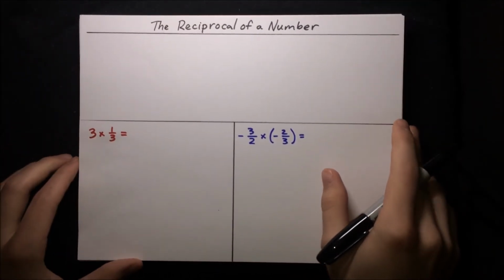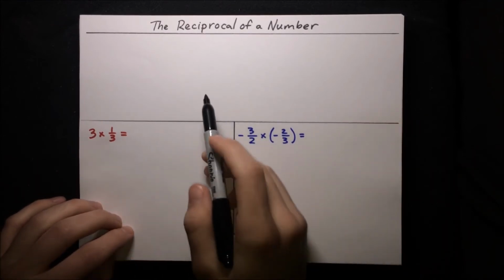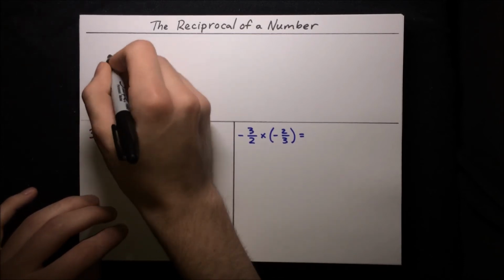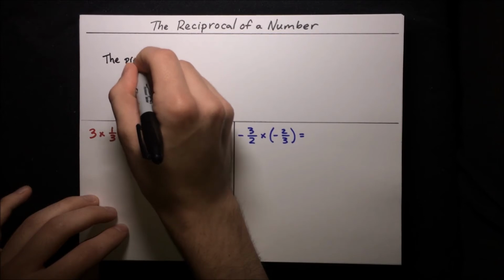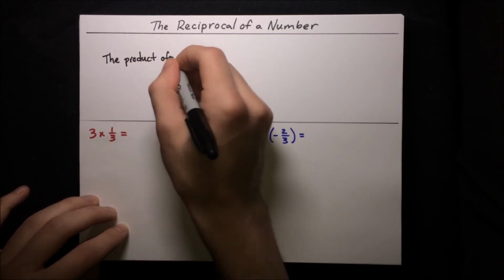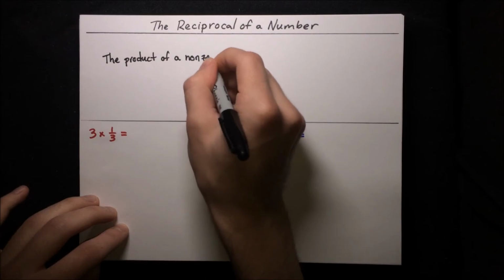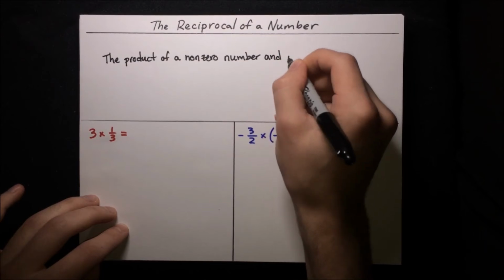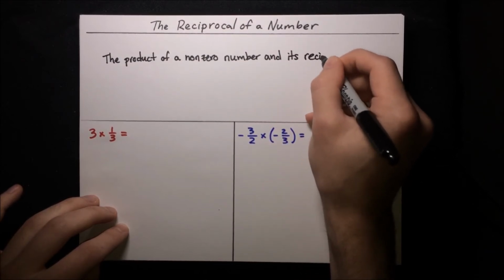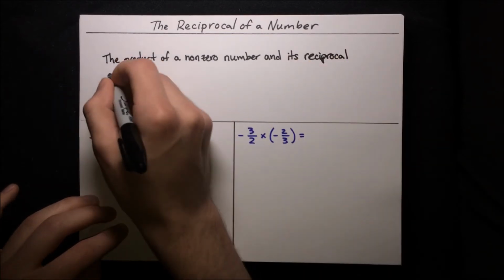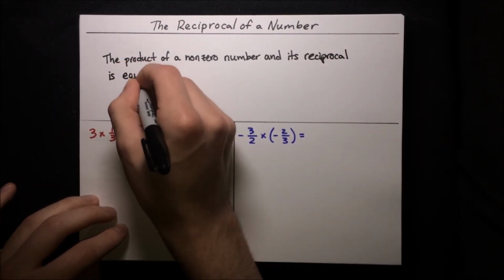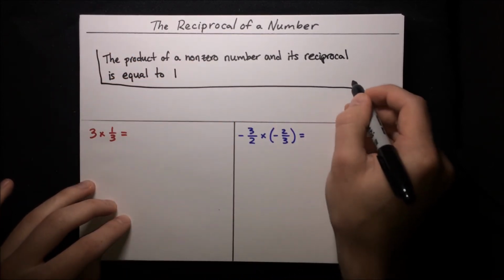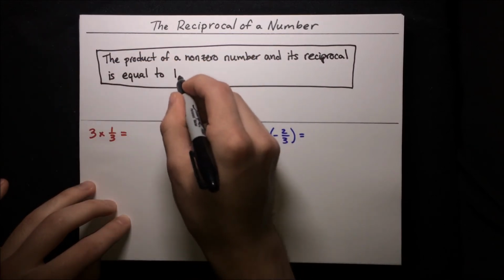With all this discussion about reciprocals, why do we even care about them in the first place? What's so special about them? Well, the special thing about reciprocals is that if you take the product of a non-zero number and its reciprocal, the result that you get is always equal to 1. So the product of a non-zero number and its reciprocal is going to be always equal to 1.